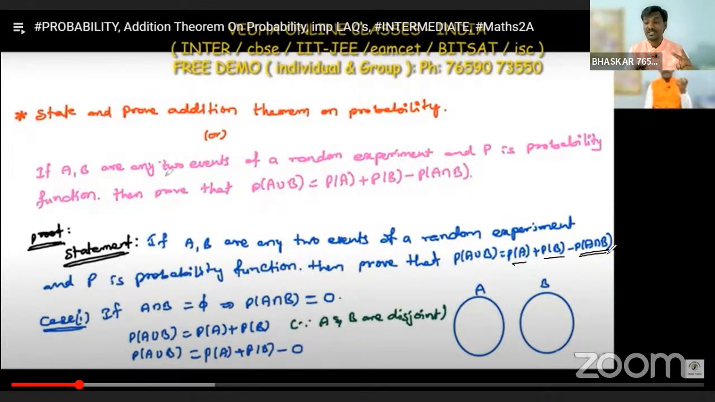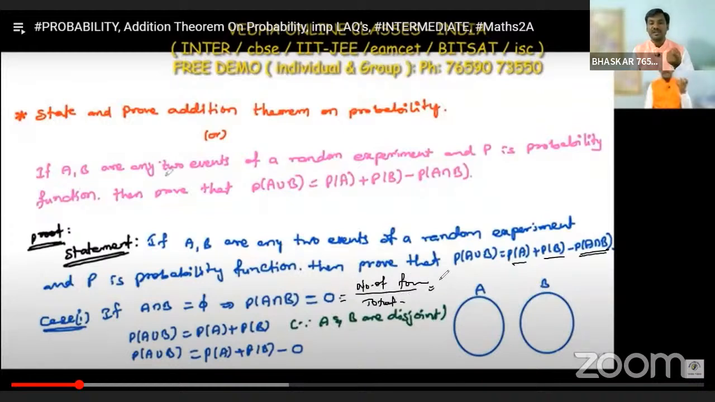We prove it in two cases, case 1 and case 2. What is case 1? If A and B are not intersecting, A intersection B is phi, the null set. Then how to prove this? And if A and B are intersecting, how to prove that? This is the concept here. If A intersection B is equal to phi, then what is the probability here? What is the probability formula? Number of favorable events divided by total number of events.